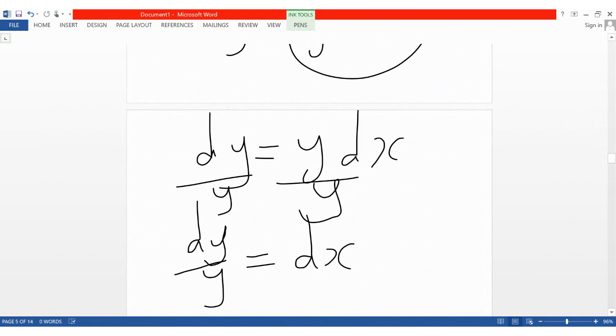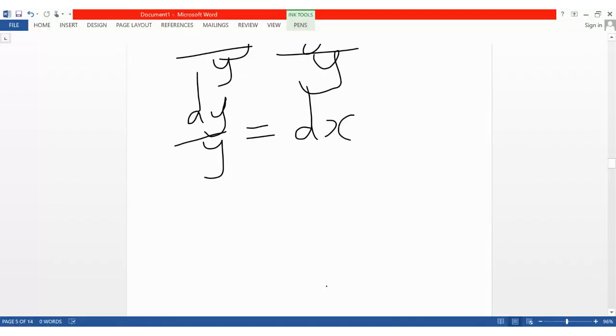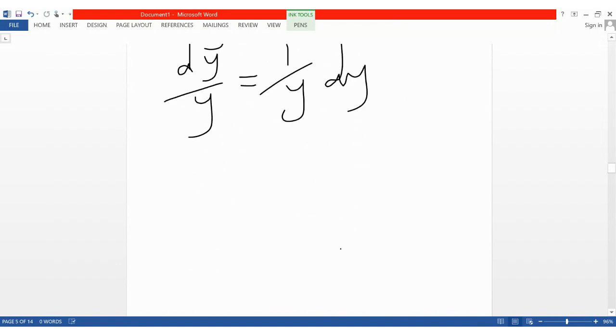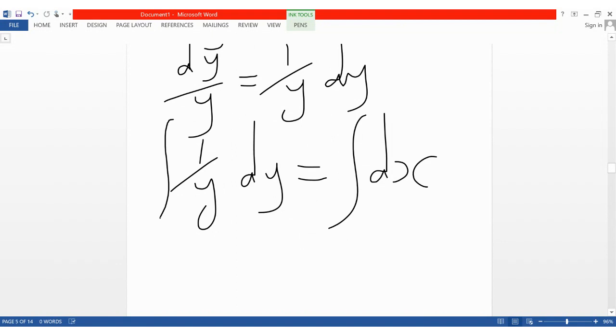Now this one I want you to see as dy over y. Clearly, this is the same as 1 over y dy. So I'll have 1 over y dy is equal to dx. Now I can integrate both sides because on the side of dx I don't have any y, and on the side of dy I now have a function of y, which is very good. When you integrate 1 over y, what do you get? ln y. When you integrate dx, what do you get? x plus a constant of integration. And you are done with that one.